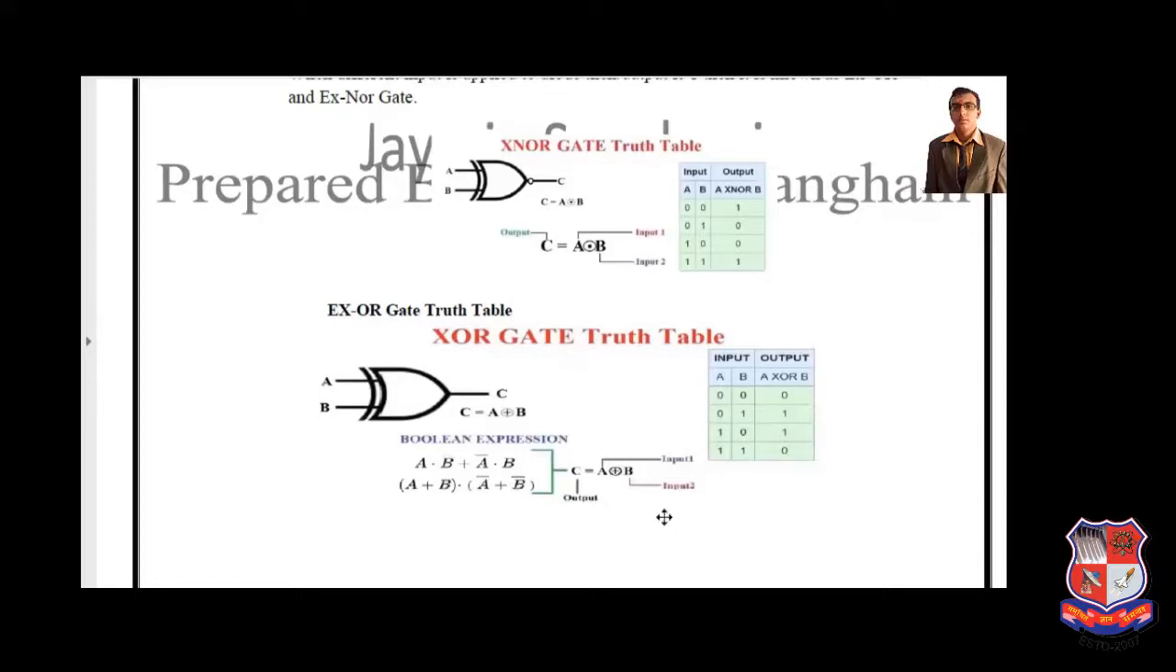What is the equation of XOR gate? I have written here Y equal to, if AB input is applied, then A dash B plus A B dash. It is the equation of XOR gate. You have to remember it directly. The derivation of this will be discussed in the next semester subject, digital electronics.